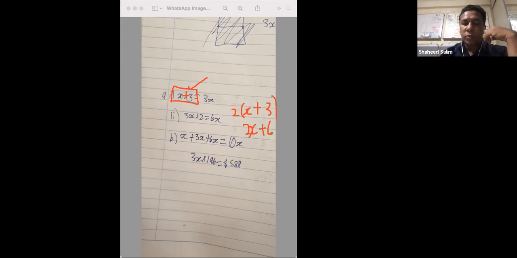Now the next one. They ask you to write down and simplify the expression for the total number of hours all of them work. So the total number of hours: Adam is X, Benjamin is X plus 3, and Charlie is 2X plus 6. So let's combine all the X. X plus X, 2X, plus 2X, 4X. Then the balance, plus 3 plus 6, plus 9. This is the total number of hours.